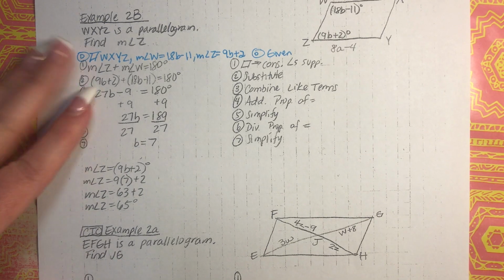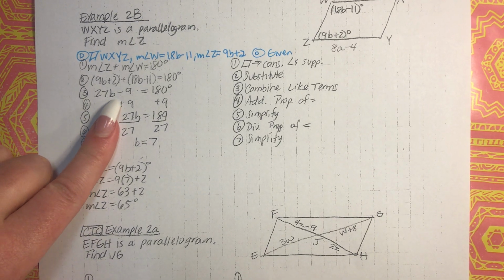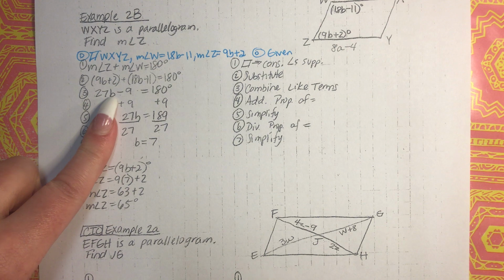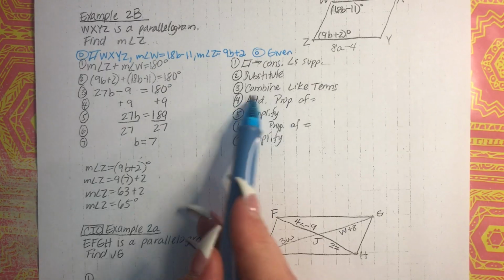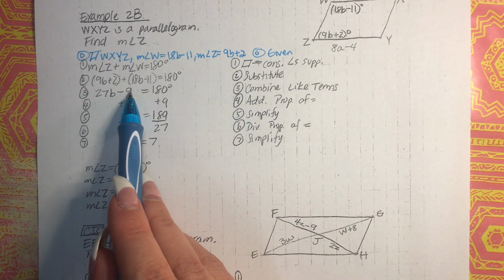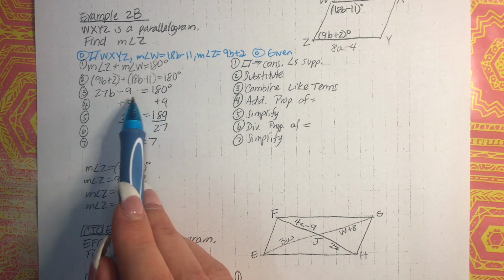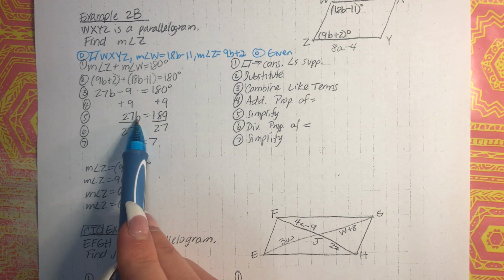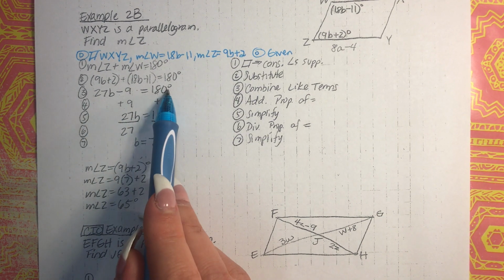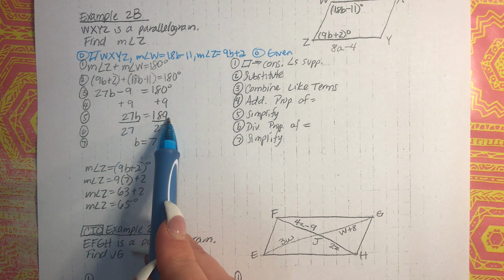And then from there, we're just going to solve for b and figure out what it is. So we have to get b by itself. So we're going to use the addition property of equality. We're going to get rid of that -9, right? Addition property of equality. That cancels. We're left with 27b equals 180 plus 9, which is 189.